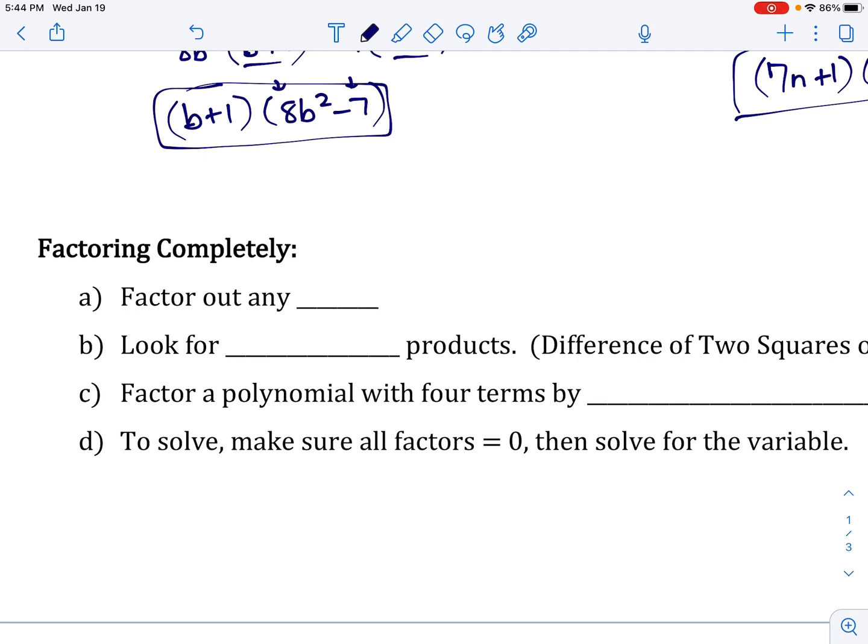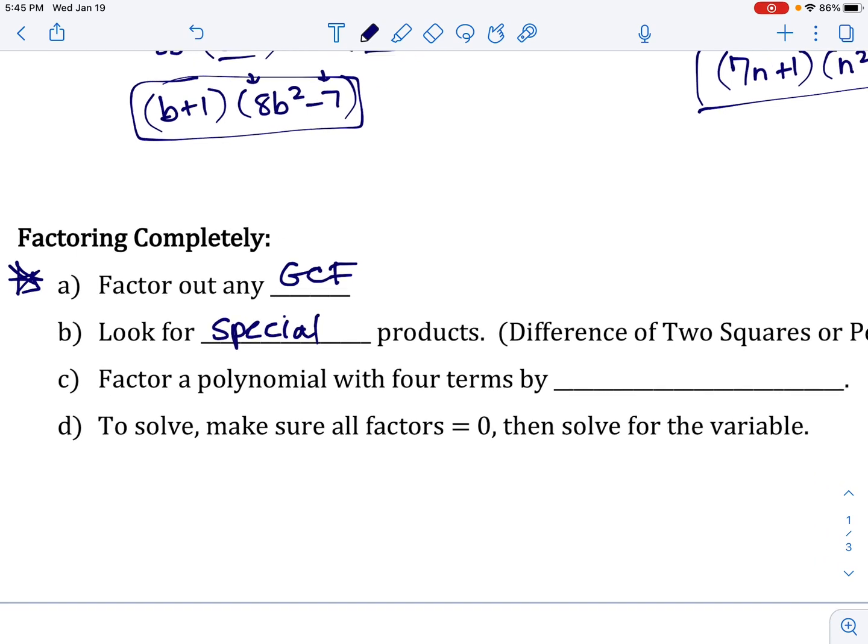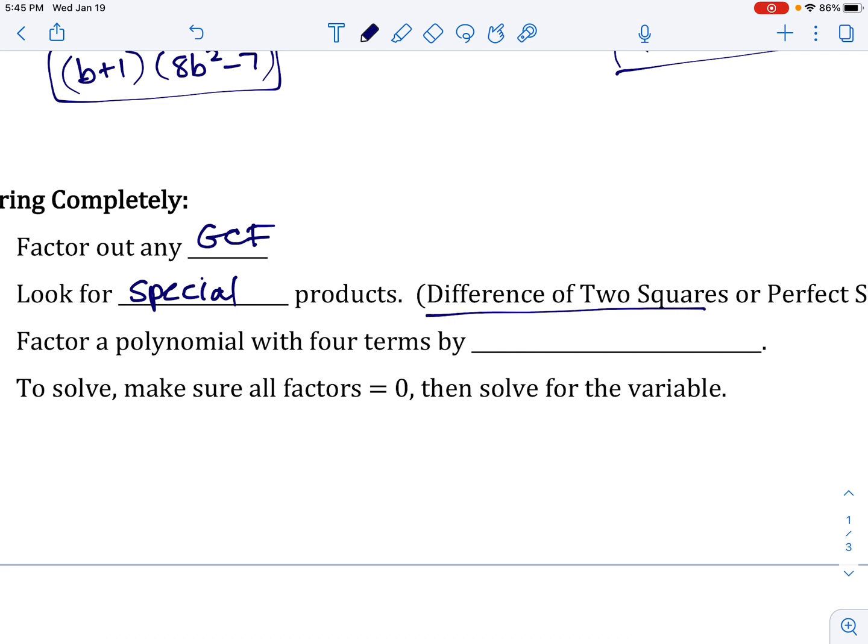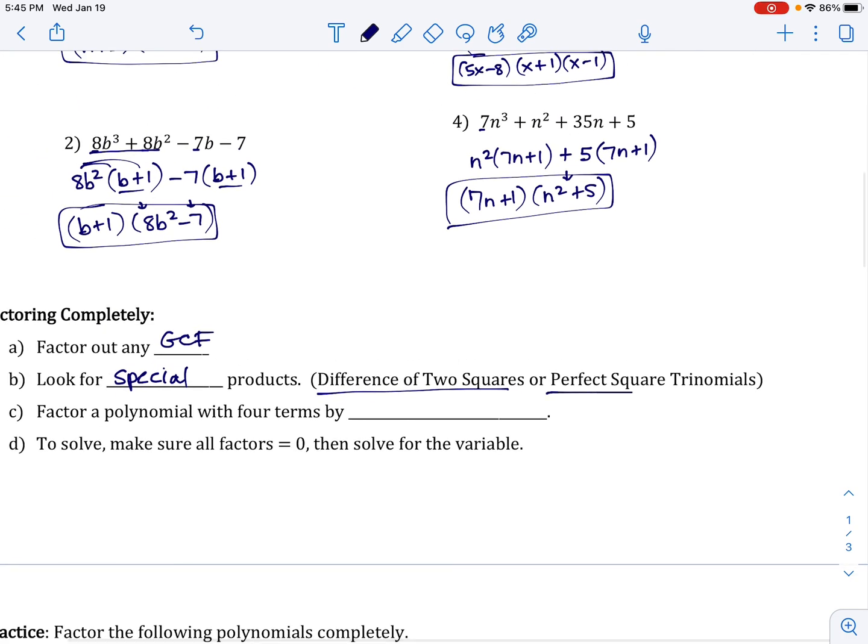So these are the steps that you should always follow. These are important. Okay, first you're going to look for a greatest common factor. Is there a greatest common factor we can factor out? If yes, factor it out and then continue factoring. Go to step 2. Look for special products. Okay, looking for the difference of two squares or perfect square trinomials.